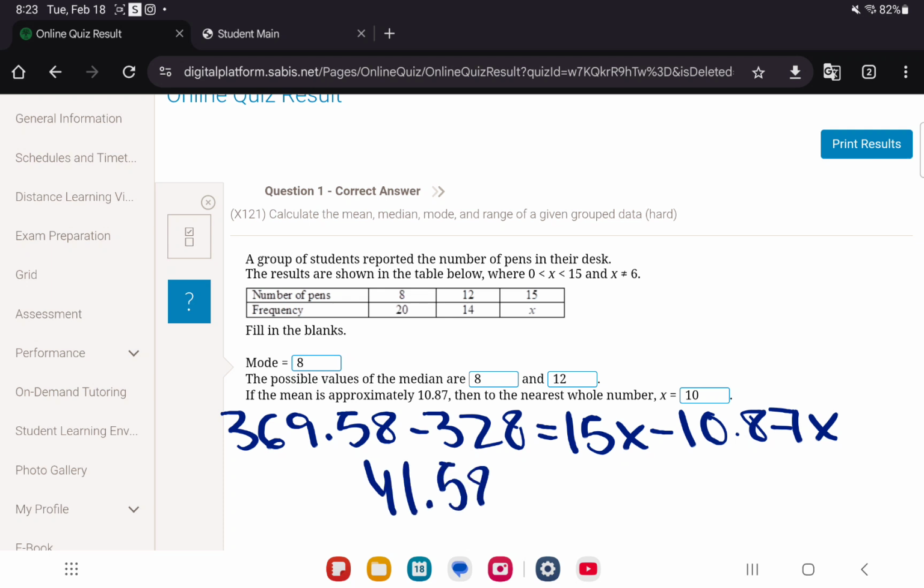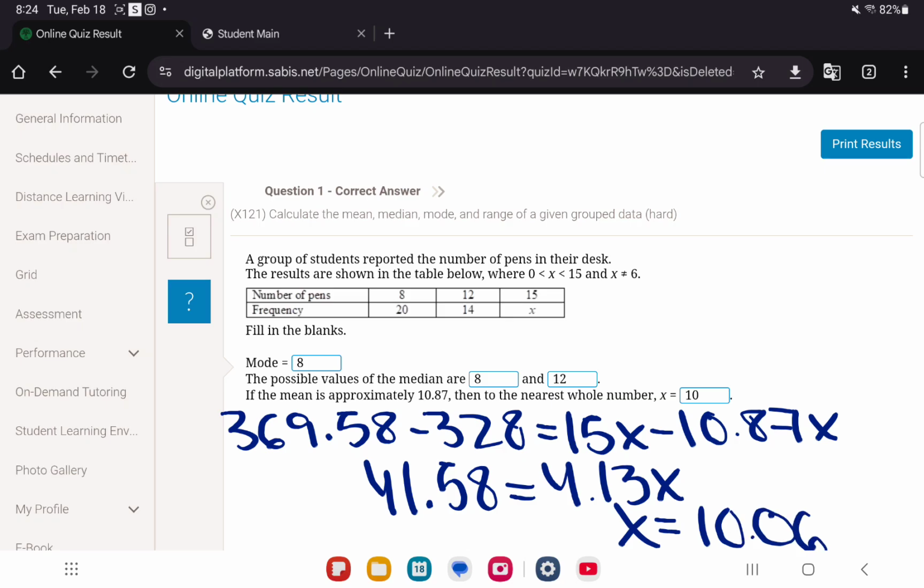So write it down. It's better if you don't round anything up, because you might get rounding errors. Okay, so 15 minus 10.87, 4.13x. Okay, now we know how to do this next part. We do 41.58 over 4.13, and you get 10.067. Rounded up, you get 10, and that's your answer.